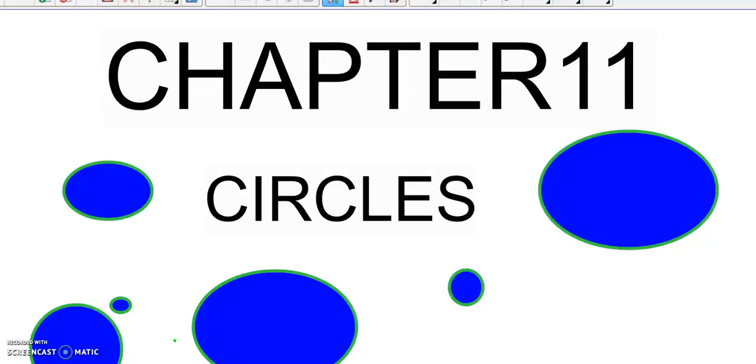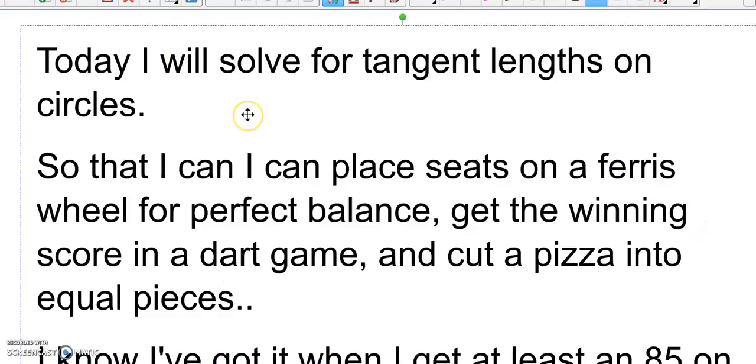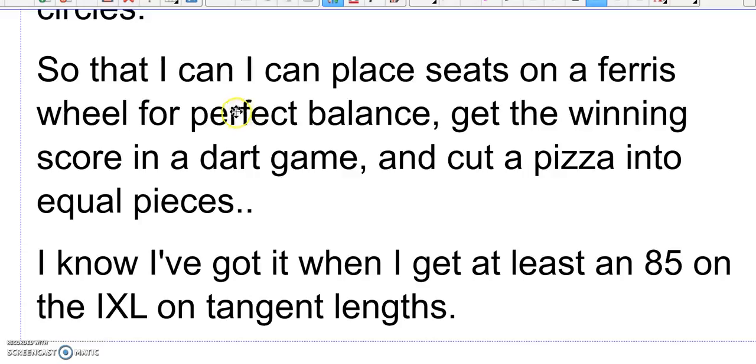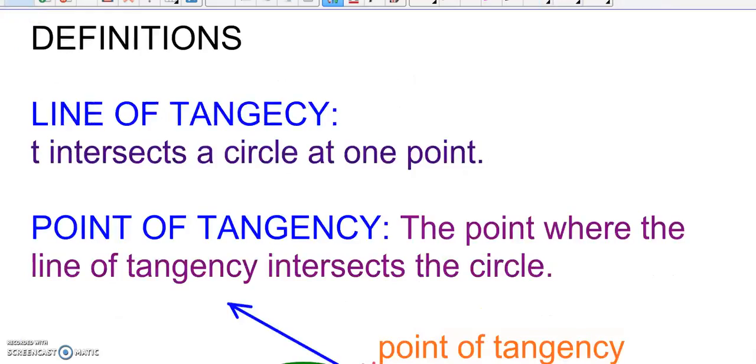This is the first section in chapter 11, and that chapter is all about circles. These are our objectives today. We're going to try to solve for tangent lengths on circles, and I'll explain what that is in a minute. There's all sorts of different things you can do with circles. Some of them are listed here. And you've got an IXL later on where you're going to try to get at least an 85.